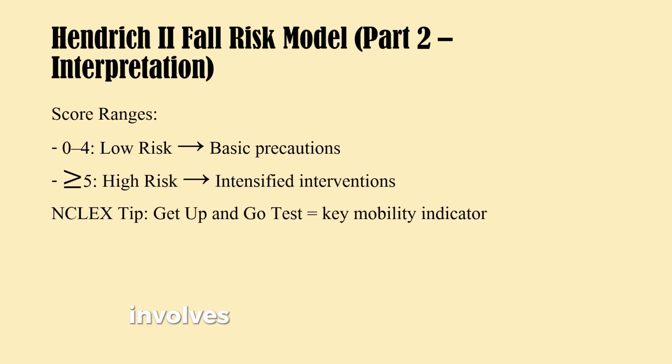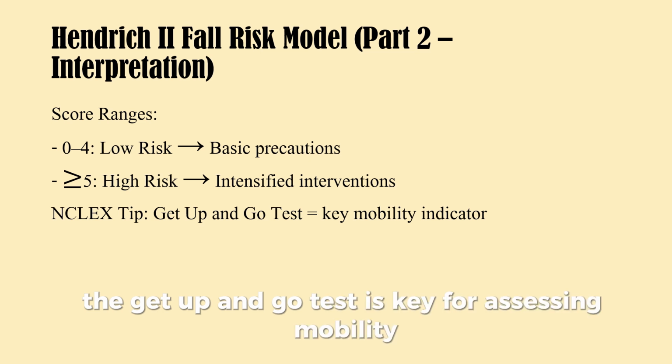Interpreting Hendrich II involves scores of 0 to 4 as low risk with basic precautions, whereas 5 or more indicates high risk needing intensified interventions. NCLEX tip: the Get Up and Go test is key for assessing mobility.